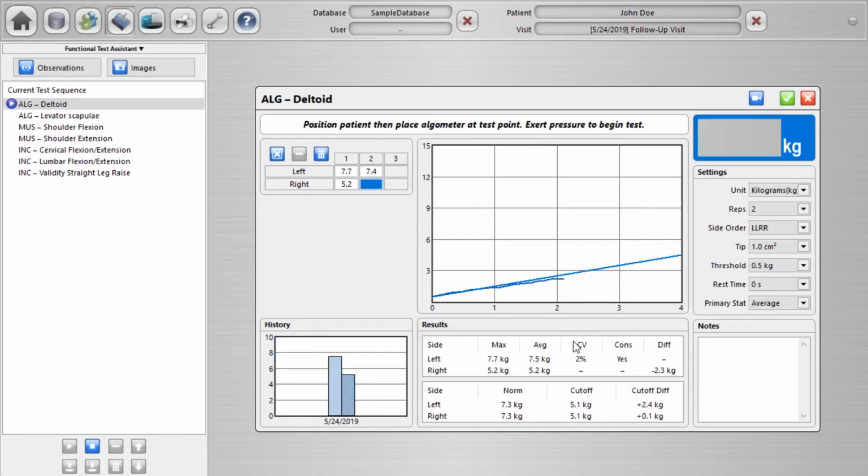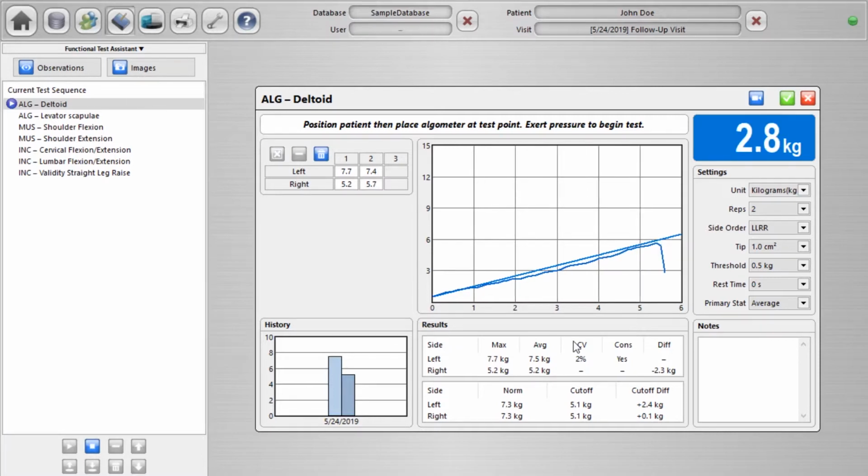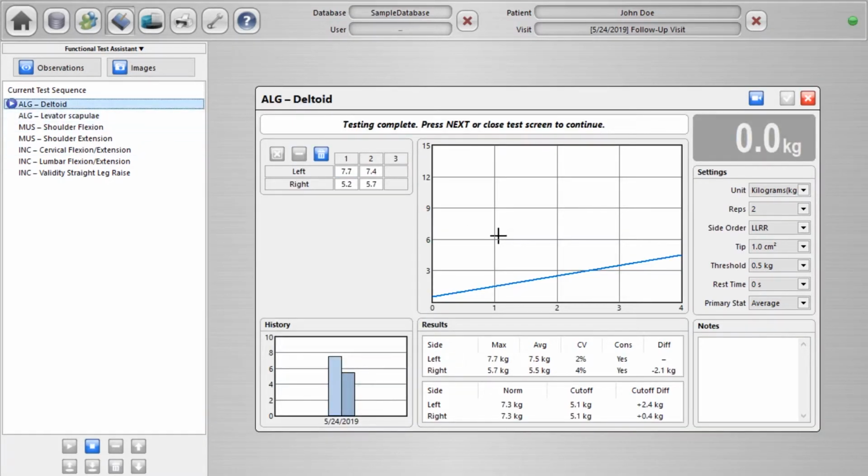I'm going to go ahead and apply again for our final repetition. Algometry, pain threshold. All right. Levator scapulae now. We're going to go ahead and take a look back. Algometry, again, pain threshold, deltoid. We're going to take a look at the data that we've collected here from the deltoid.